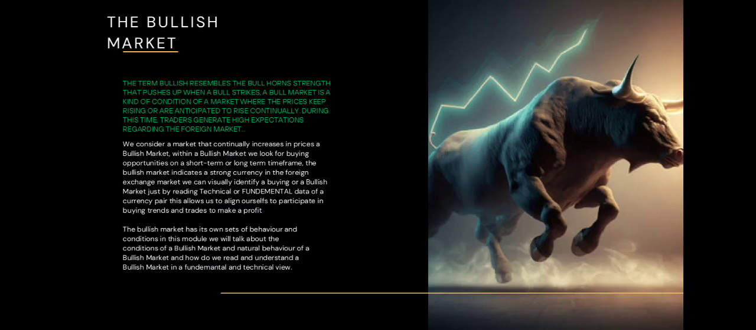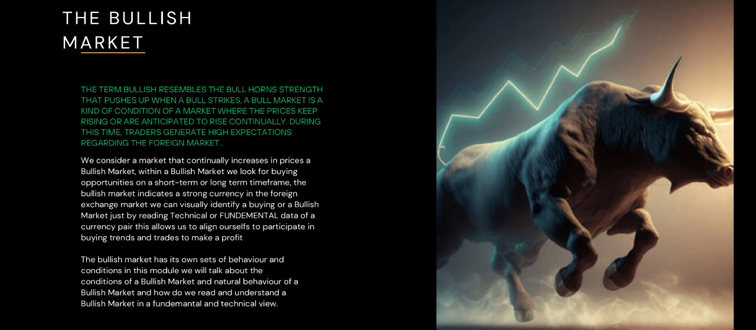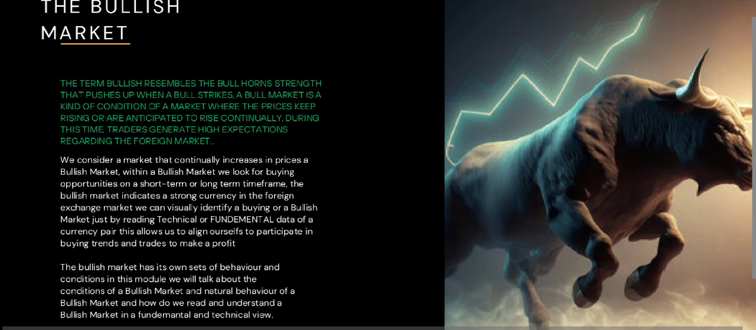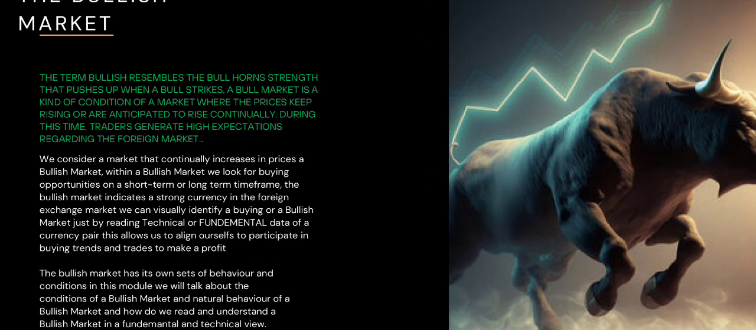So let's look at the first slide and look at the opening question as to what is the bullish market and more information about the bullish market itself. The term bullish resembles the bull horns, as I explained, when it's thrusting its horns upwards, the strength that pushes up when a bull strikes. A bull market is a condition of a market where the prices keep rising or are anticipated by traders to rise continually during this time.